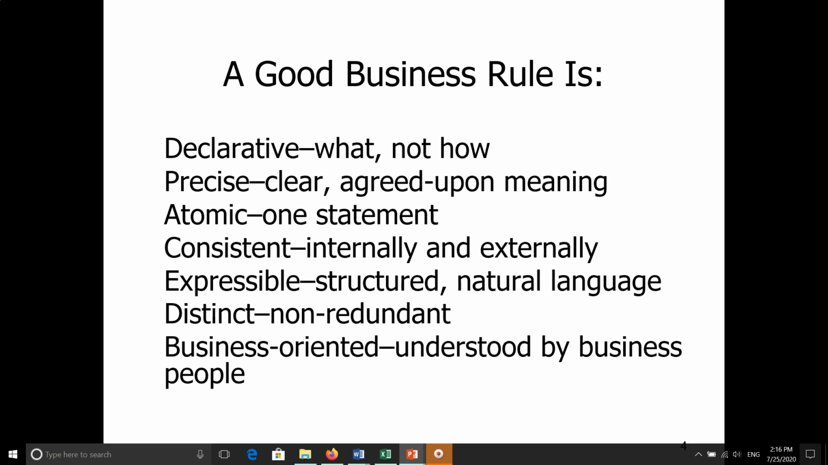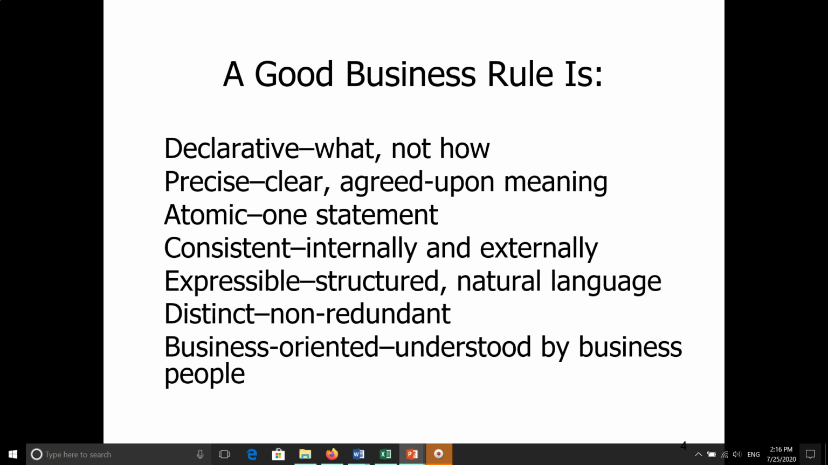So for example, if the business rule is that all purchasing orders must be authorized by the department head, it tells you what the business rule is, right? But it doesn't tell you how the department head is going to authorize the purchasing order. So it tells you what, but it doesn't tell you how to enforce the business rule.